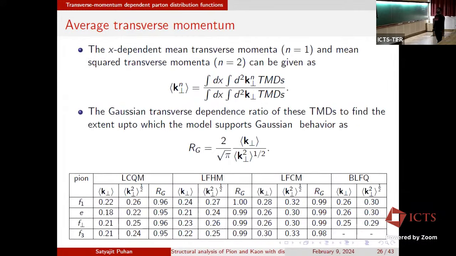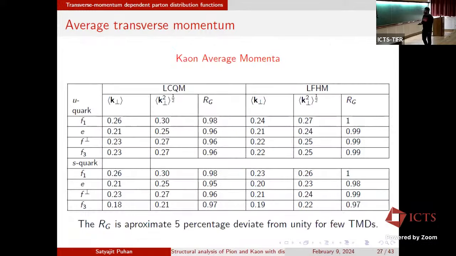Then I have calculated the average transverse momenta and the Gaussian transverse dependence ratio RG for both the models. If you can see, in the case of leading twist TMDs, that is F1, it carries the highest longitudinal momentum fraction compared to the higher twists. Similar behavior you can see in the light-front holographic model, but in the case of the light-front quark model, F3 carries the highest longitudinal momentum fraction. And this is the BLFQ result.